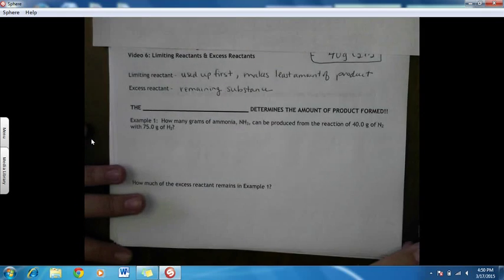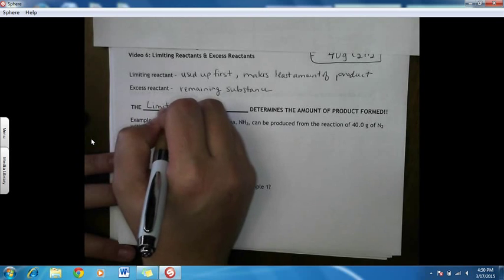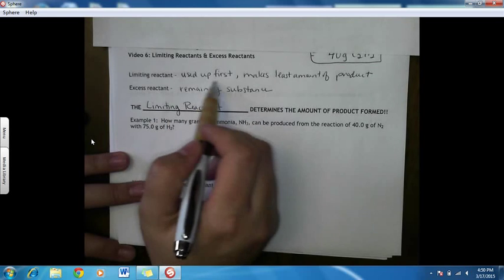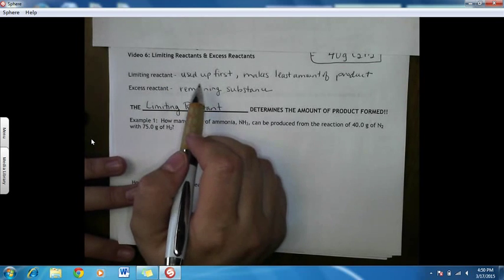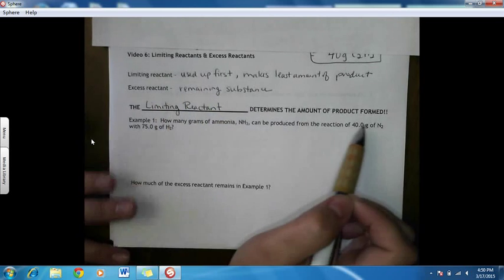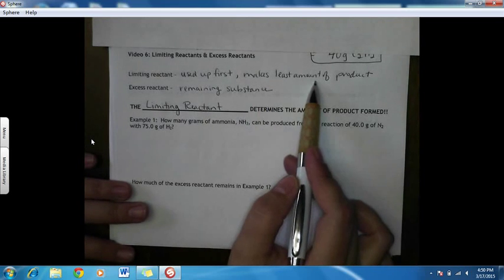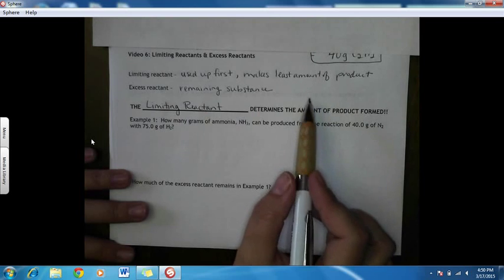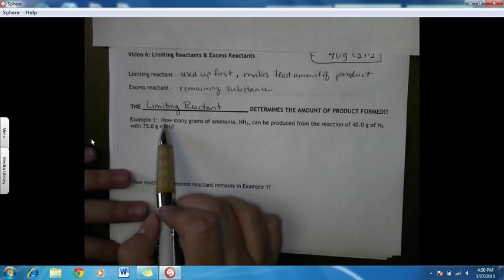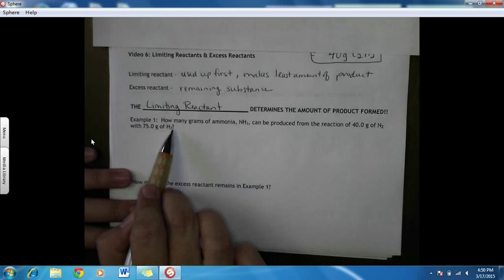So the limiting reactant is very important because it determines the amount of product we can make. When this reactant gets all used up, the reaction stops and you can't make any more product. That's why the limiting reactant determines the amount of product that's formed. So how do we determine the limiting reactant? Well, if it makes the least amount of product, the easiest way is to convert both of the reactants to the same product. So in this problem, we have how many grams of ammonia can be produced from the reaction of 40 grams of nitrogen with 75 grams of hydrogen.